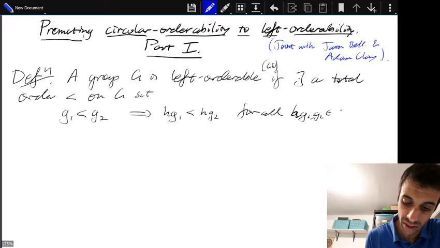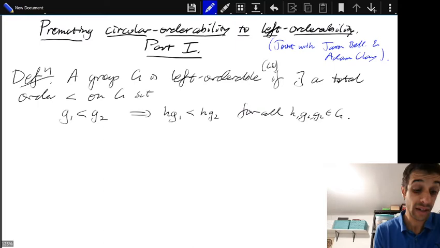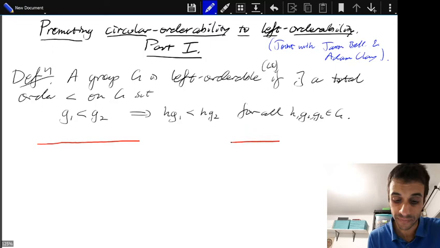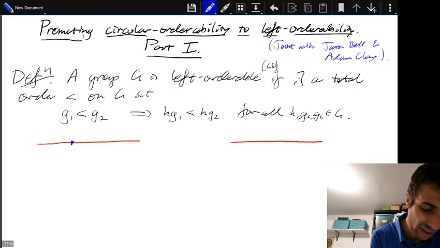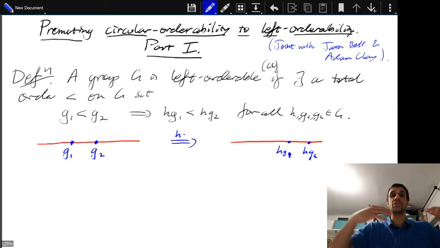And let's use the technology we have at our disposal. Great. But what's the intuition here? The intuition is that you can place your group elements on a line. So there's my group G, in such a way that if g1 is to the left of g2, then when you multiply on the left by h, h g1 is still to the left of h g2. Nothing to it. Can you put your group elements in a line so that the group operation respects the order in which they are put in a line? That's what a left orderable group is.